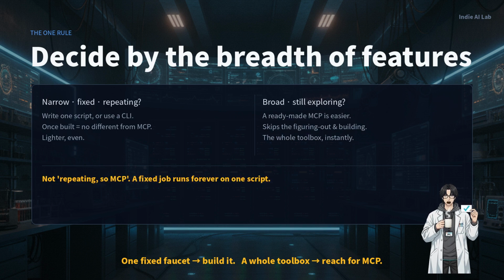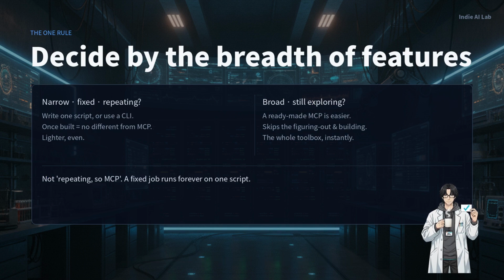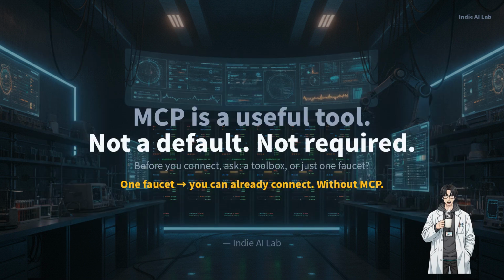A fixed job runs forever on a single script. The call is simple. One fixed faucet, build it yourself. A whole toolbox, reach for MCP. MCP is a useful tool, but it's not a default and it's not required. Before you connect, ask once, do I need a toolbox or just one faucet? If the answer is one faucet, you can already connect. Today, without MCP.